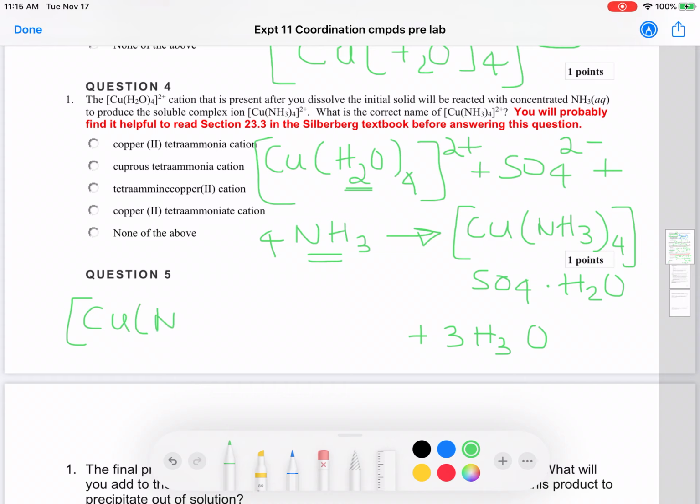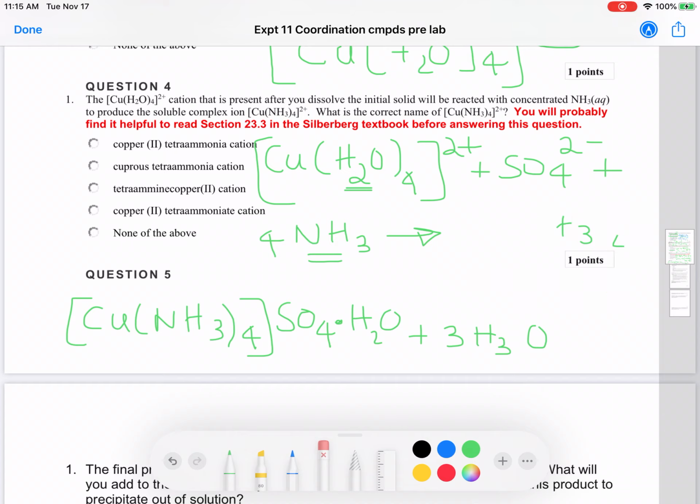So copper, 4 ammonia ligands. That's your cation, and then this is the anion, and to this a water molecule is associated. So what I wrote here, I wrote it down there. Okay. Now we isolated this part, and this question is asking what is the name of this part.